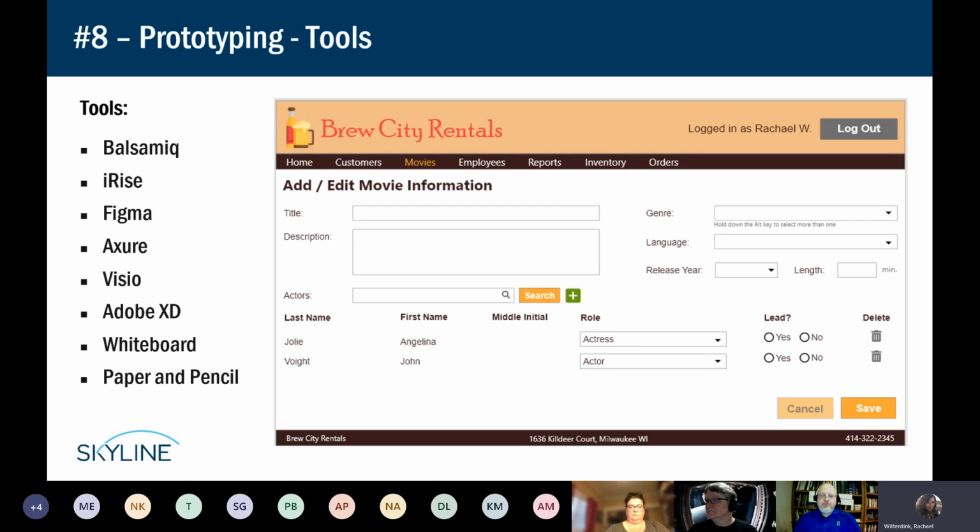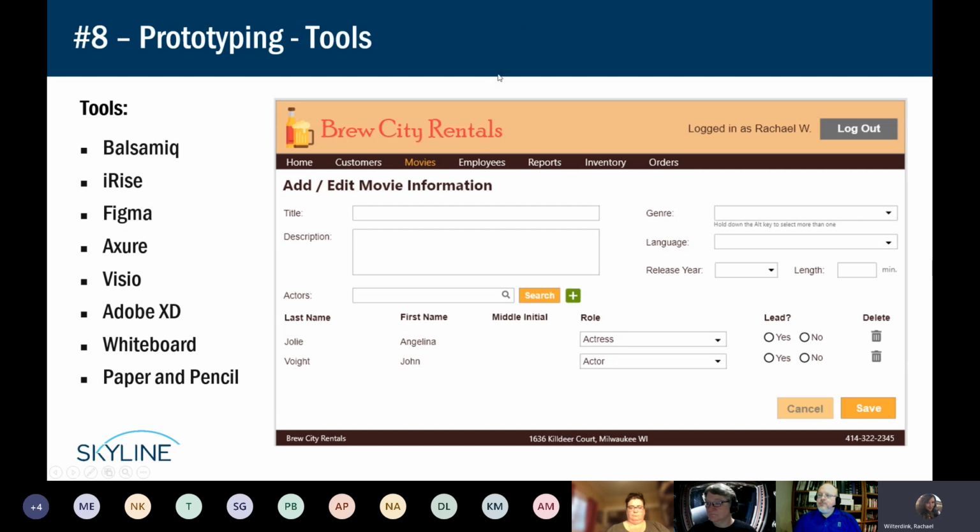So there's, again, many tools for prototyping besides the ones at the bottom: paper, pencil, whiteboard. Balsamiq is a really quick and easy one, pretty cheap. iRise is expensive, high-end, high learning curve. Figma is one that my UX designer on the project I'm on right now uses. Axure is one that we at Skyline use as our tool of choice. You could use Visio, there's nothing that says you can't use Visio. Everybody's probably got it, or most people have it if you're an analyst. Adobe XD is one that I recently came into contact with that I love. So there's lots of options out there. There's probably many, many others.